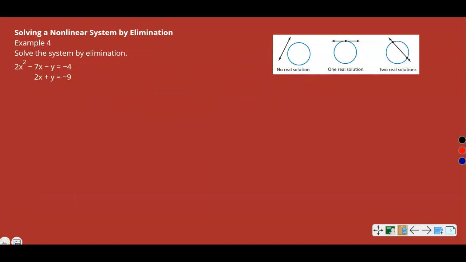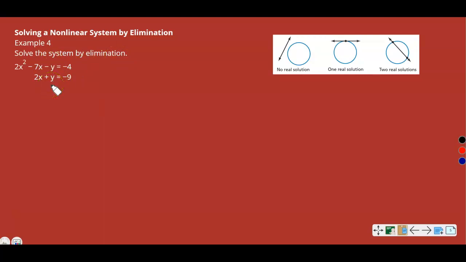Example 4, solving a nonlinear system by elimination. For this one you can see that we have 2x squared minus 7x minus y equals negative 4, and 2x plus y equals negative 9 as our second equation. So we have a quadratic and a linear equation, two equations, and we're going to solve by elimination. Elimination, remember, is where one of the variables goes away. This one is already set up to eliminate the y's.